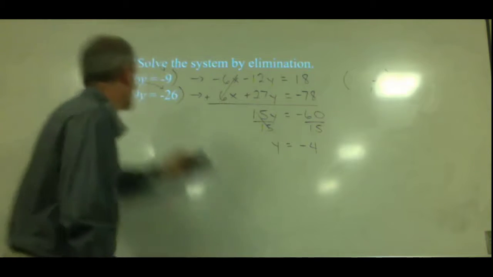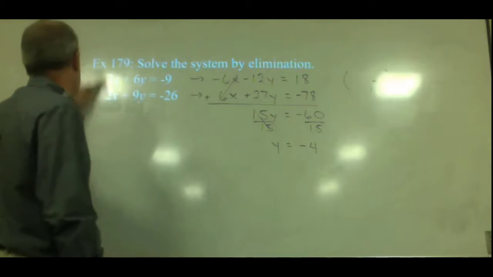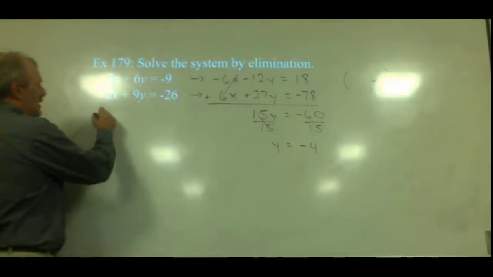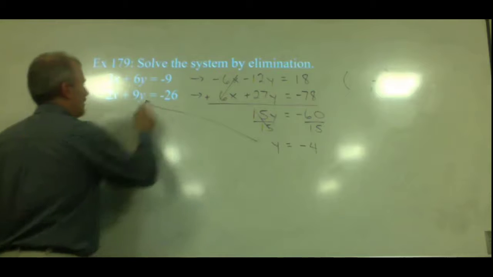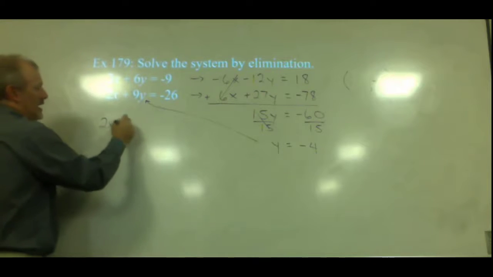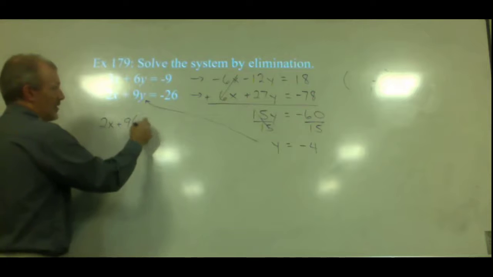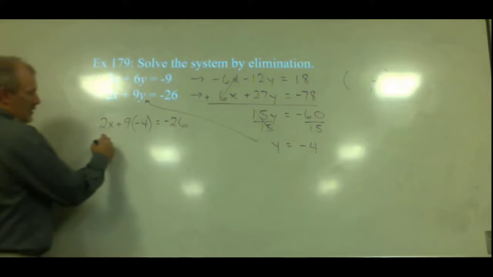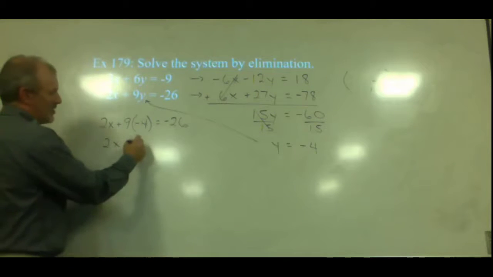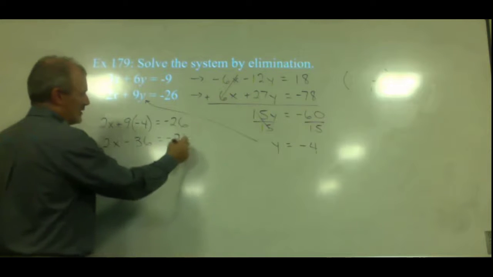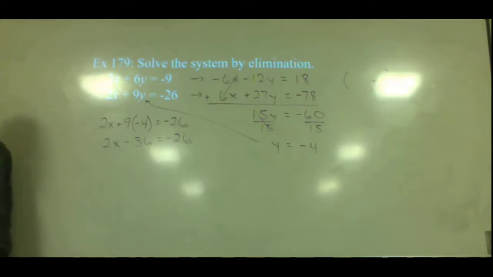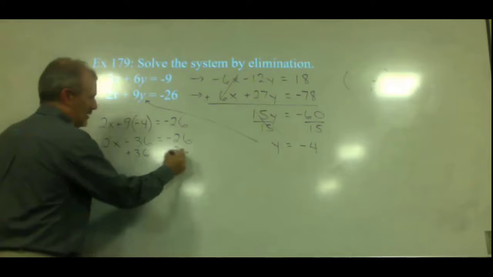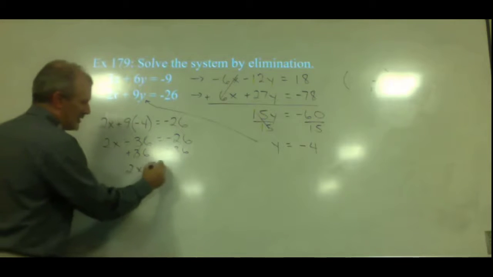So I'm going to erase all these marks over here. Which one would you like to substitute it into, the top one or the bottom one? Bottom. So we're going to put it in over here: 2x plus 9 times y, which we just figured out is -4, equals -26. So that's 2x minus 36 equals -26. And how do we continue solving for the x? Add 36. So that cancels out to be 2x equals 10.